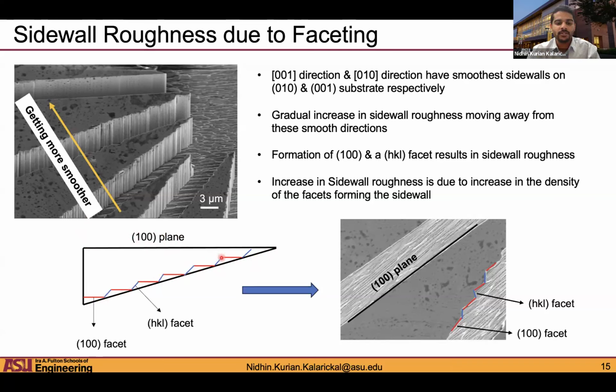Okay. And the larger this angle is, the denser these facets become, and therefore the roughness also increases. So as you move away from this smooth sidewall, you're essentially increasing the surface steps on your sidewalls, and that results in the higher roughness that we're seeing.